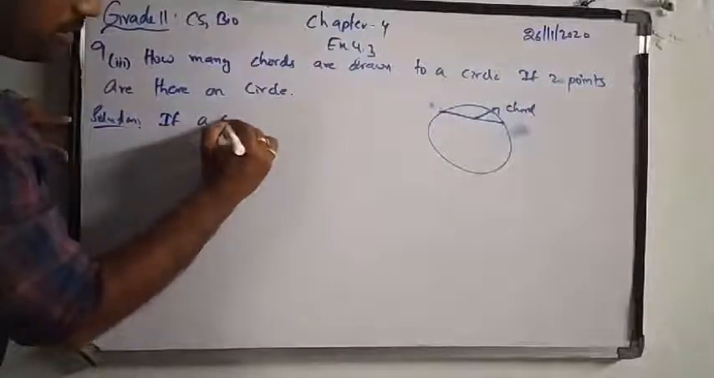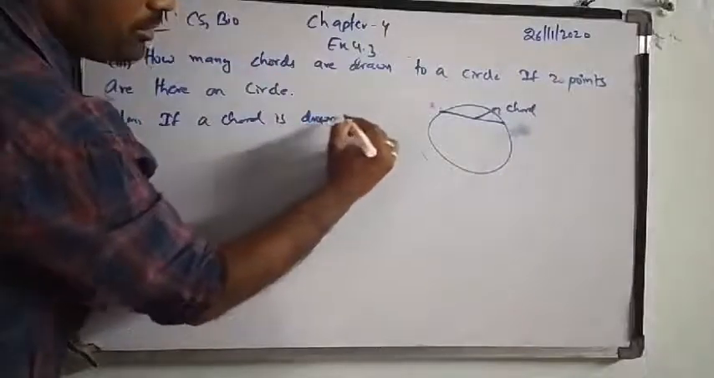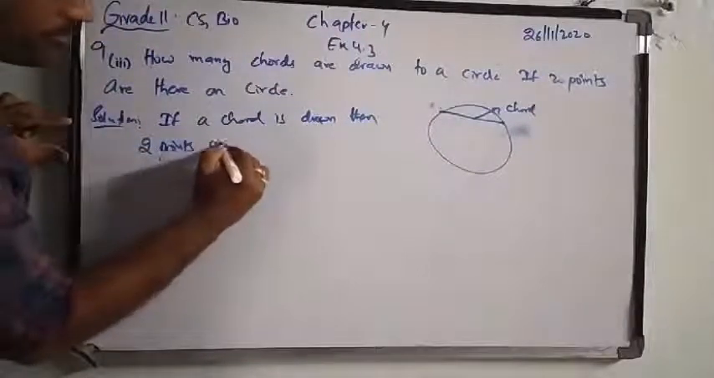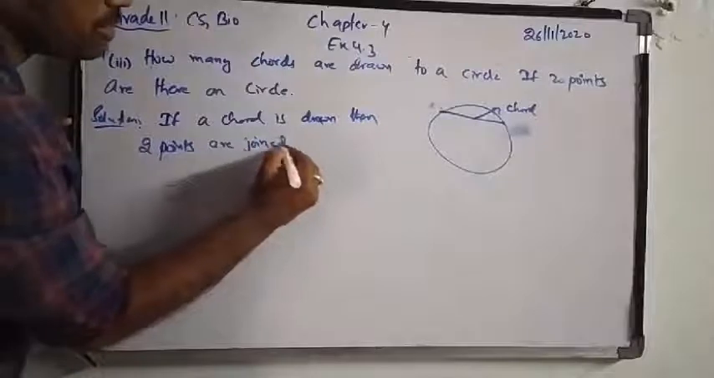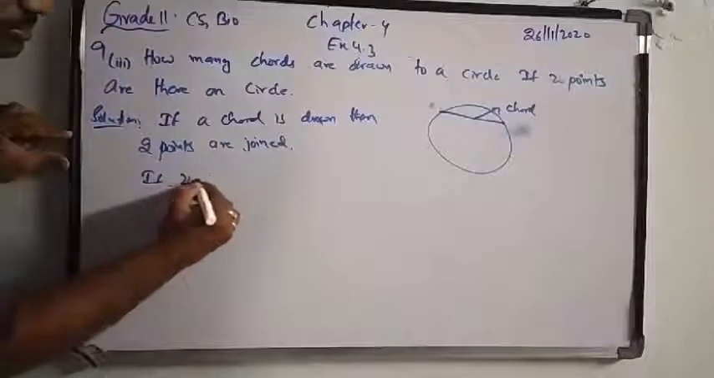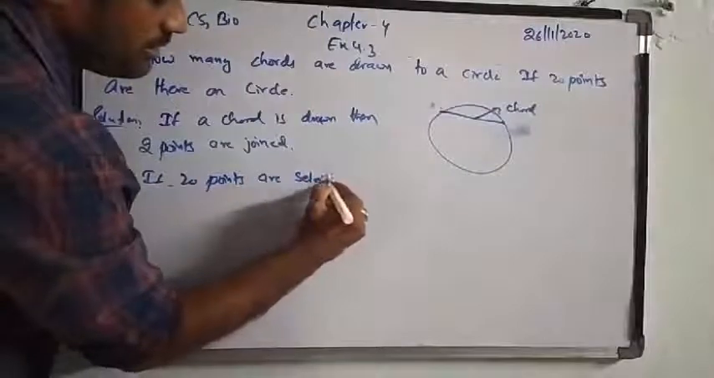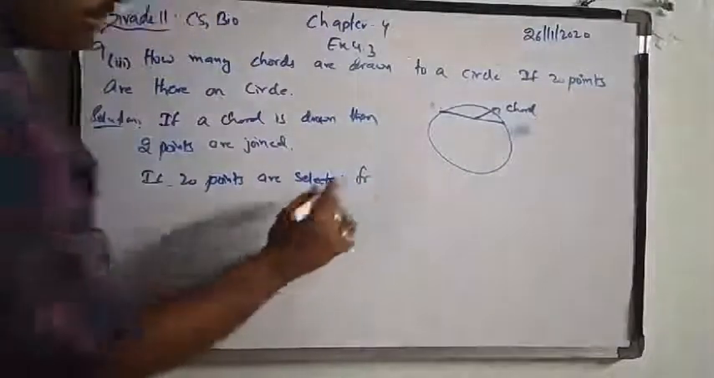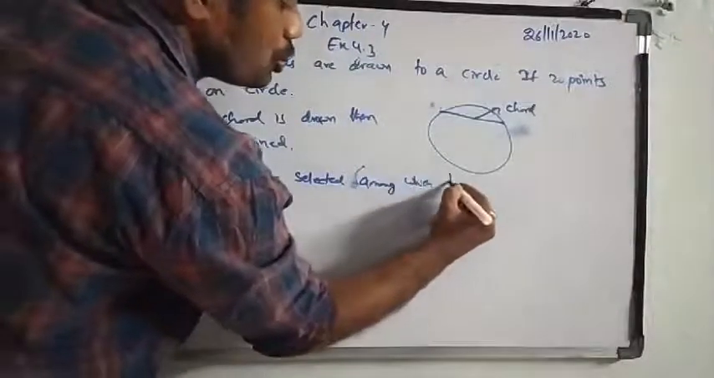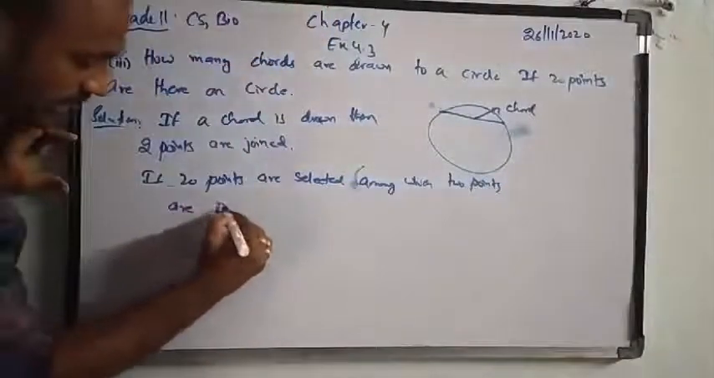So if a curve is drawn, then 2 points are joined. So if 20 points are there, among which 2 points are particularly selected.